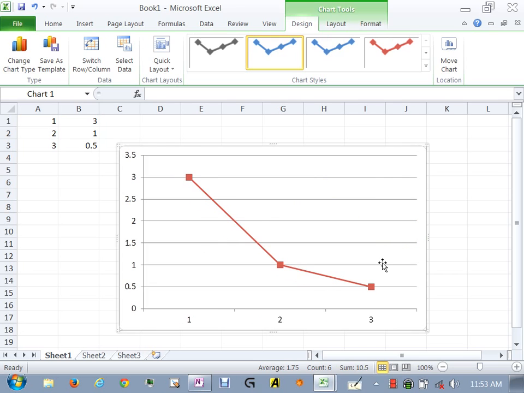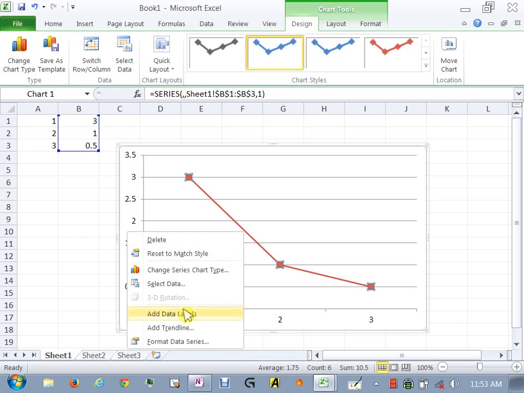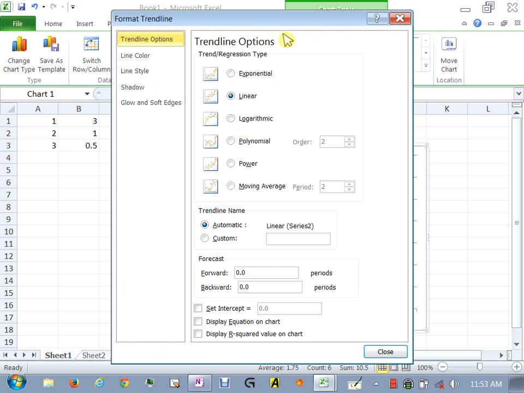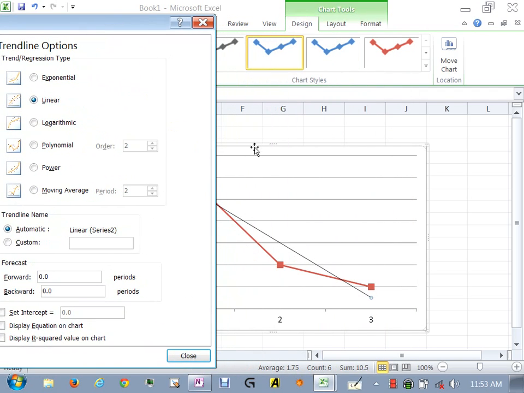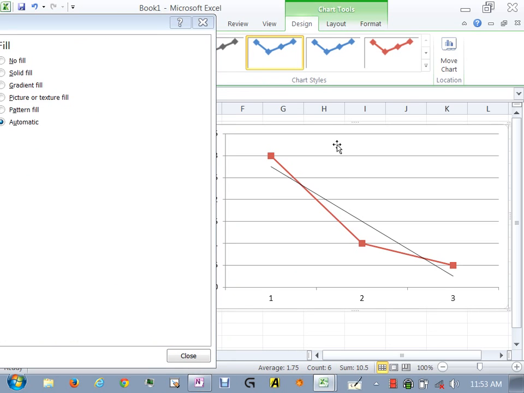Okay, so that's the plot. 1 person took 3 hours. 2 people took 1 hour. 3, half an hour. Yes? Now I'm going to click on that data, right-click it, and say Add Trendline. This is something that's built into Excel. And now I can have Excel fit a function on top of this data.